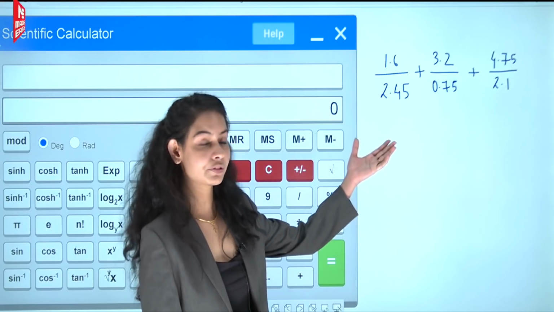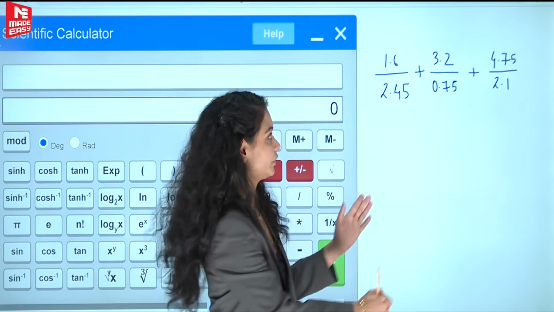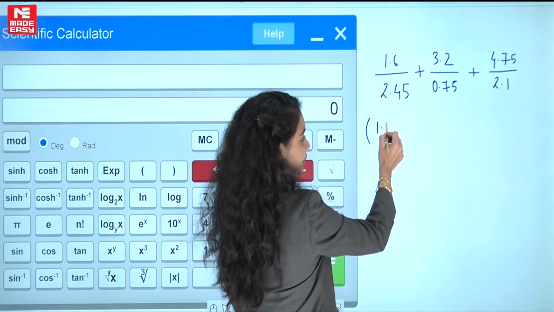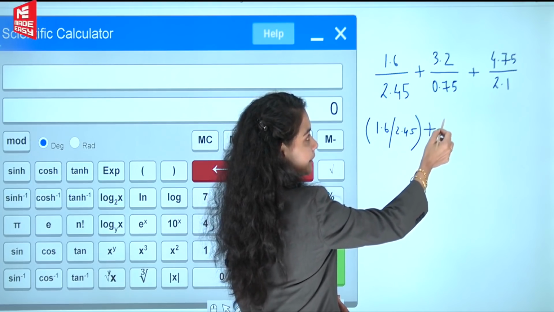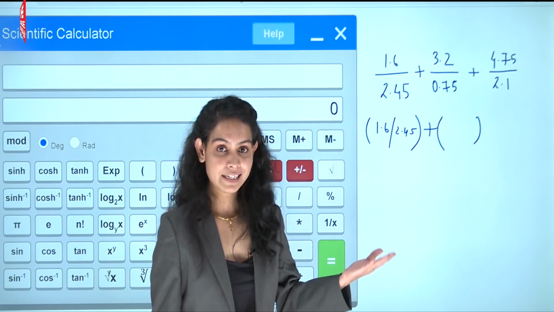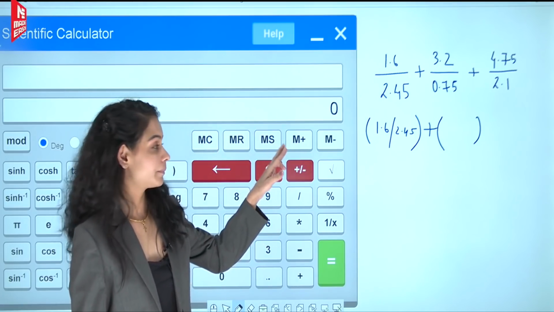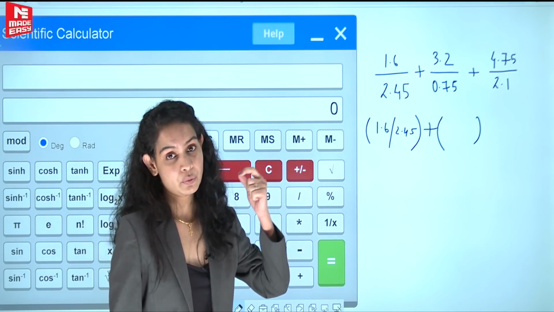Next we will see how to perform this calculation. इसका normal procedure क्या होगा? You will open this bracket. You will be writing 1.6 divided by 2.45 and then close the bracket plus this particular value and then this value. That way also can be done. But here we will learn how to use this memory functions, memory plus memory recall functions, so that you will get the values in one single go.